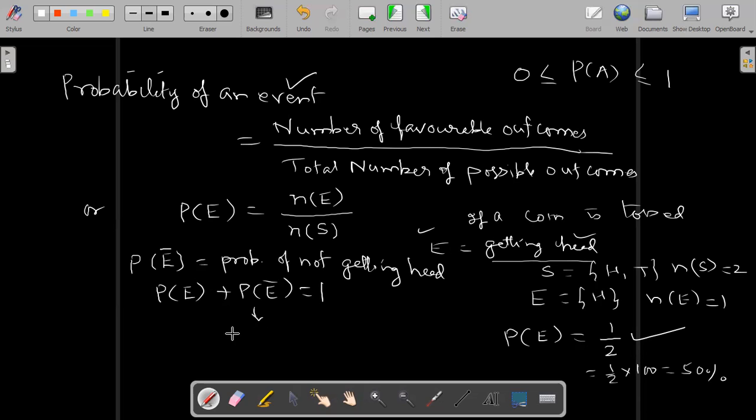Sometimes it is also written P(not E). Not E can also be written with a bar, which means the same thing. The probability of happening an event plus not happening an event is always equal to 1. That means if we have the probability of happening an event, we can find the probability of not happening an event by using this formula always. Okay.